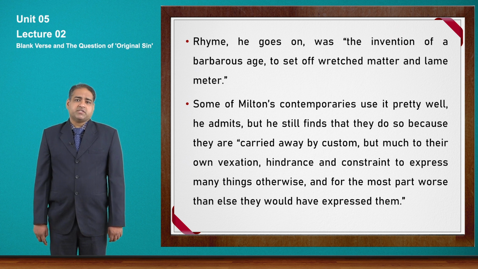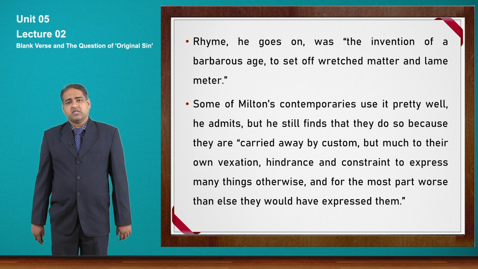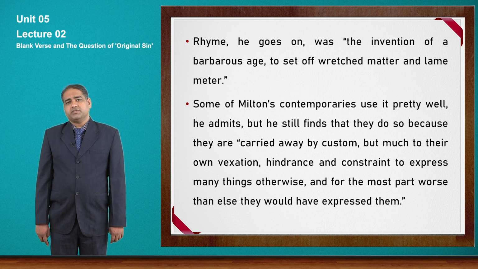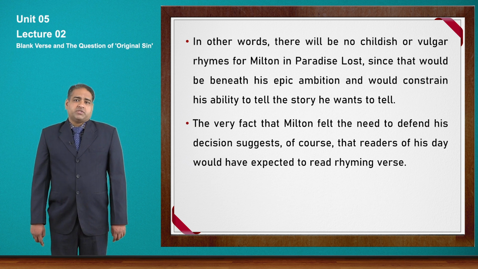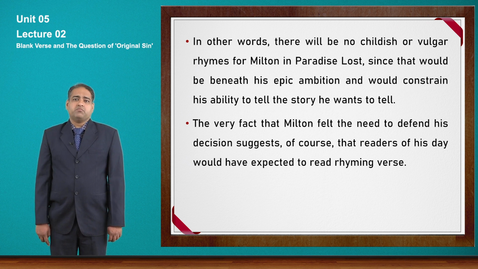He wants to say that they are carried away by custom, much of their own vexation, hindrance, and constraint to express many things otherwise, and for the most part, worse than else, they would have expressed them. So, Milton is trying to say that he wants to express something that is not expressed by his contemporaries. In other words, there will be no childish or vulgar rhyme for Milton in Paradise Lost, since that would be beneath his epic ambition and would constrain his ability to tell the story he wants to tell.